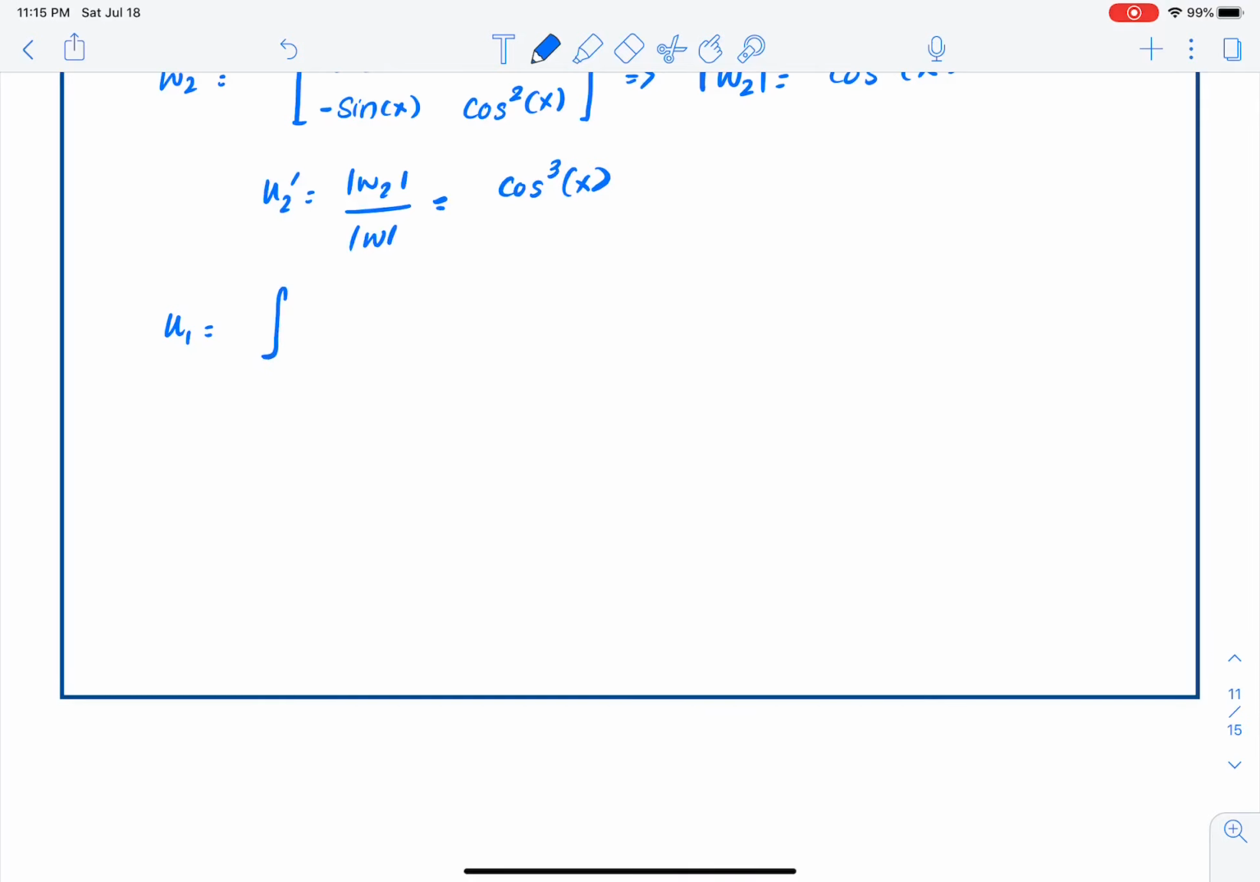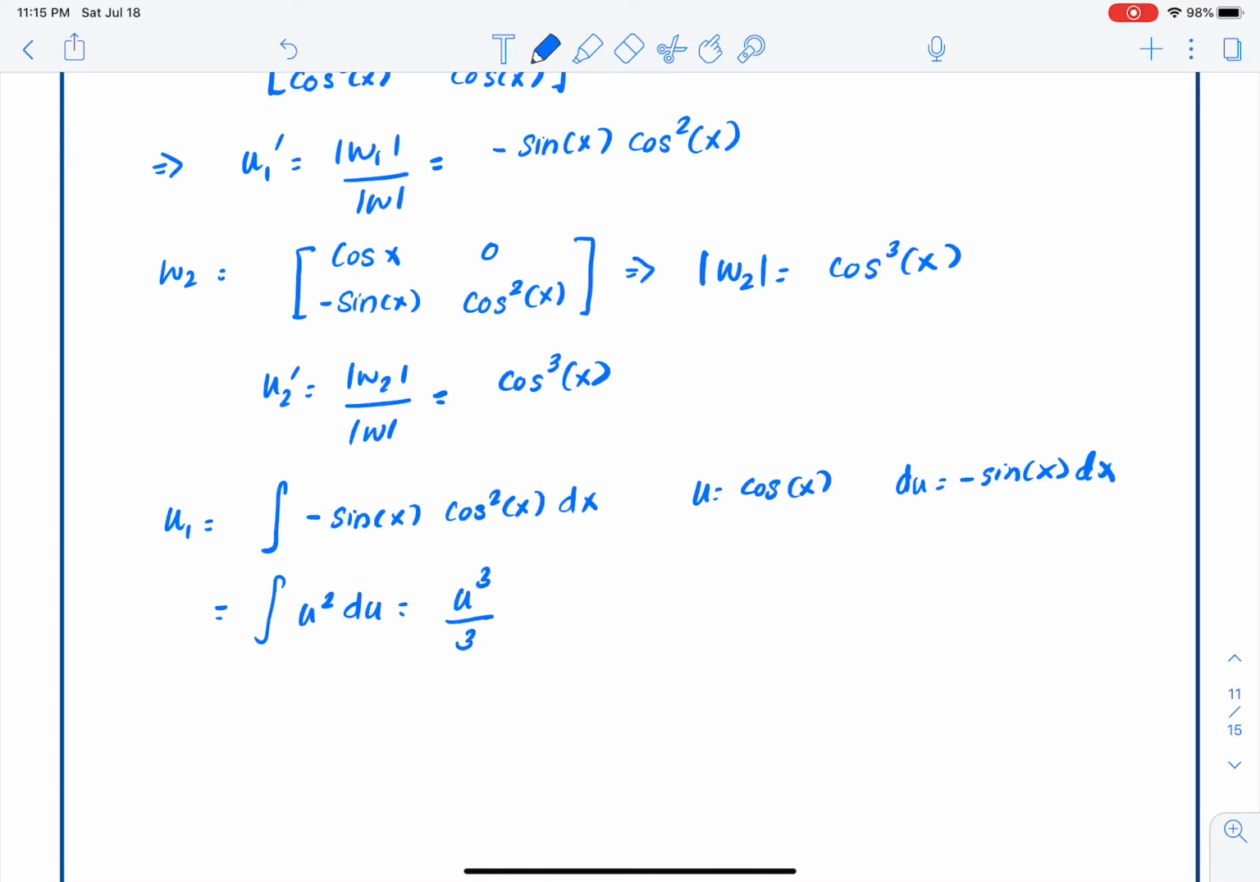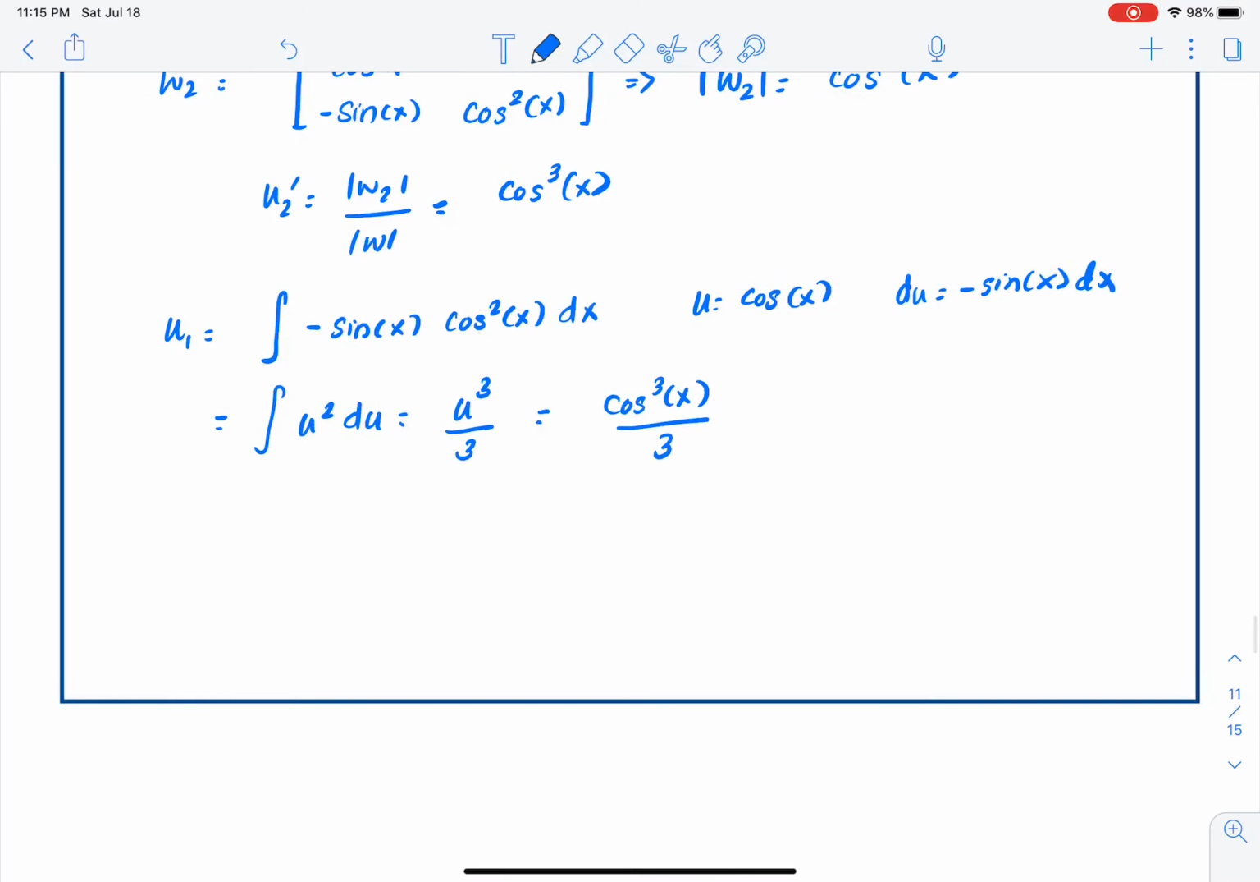So U1 is the integral of U1 prime, which is minus sine x cosine squared x dx. We could use substitution, u equals cosine x. du is negative sine x dx, which would give us u squared du, u cubed over 3. So we would have cosine cubed x over 3. That would be the solution to u1.